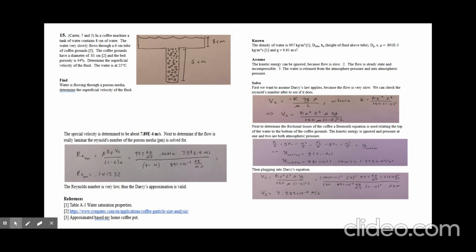In order to find the superficial velocity, we first must find the frictional losses from the extended Bernoulli equation, and using the extended Bernoulli equation, we can determine the frictional losses from the change in height of the fluid. And once we have the frictional losses, we're going to plug that into Darcy's equation to find the superficial velocity, which turns out to be 7.589 times 10 to the negative 4 meters per second. And then to check if our Darcy's equation approximation is valid, we check the Reynolds number using the superficial velocity, which turns out to be 0.141532, which is very low, which means the Darcy's approximation is valid.